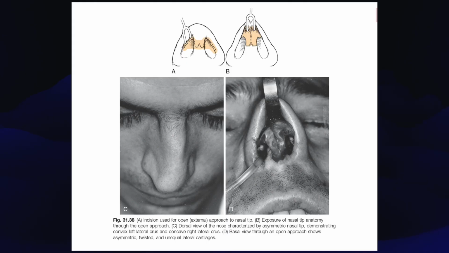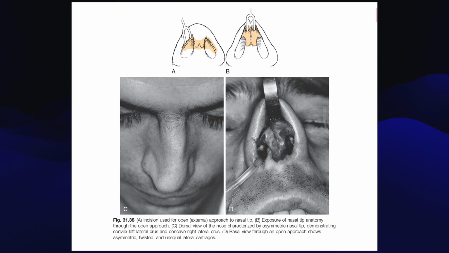In this photo you can see in A, the incision used for open external approach rhinoplasty to the nasal tip. B, this is the exposure through an open approach. C, you may be asked what type of deformity you see in this photo. The answer will be asymmetry of the nasal tip, demonstrating convexity of the left lateral crus and concavity of the right lateral crus.